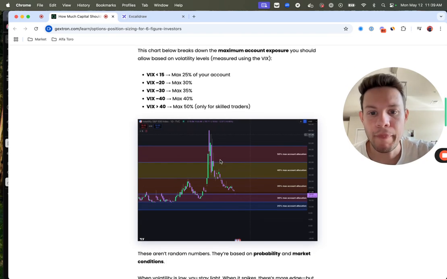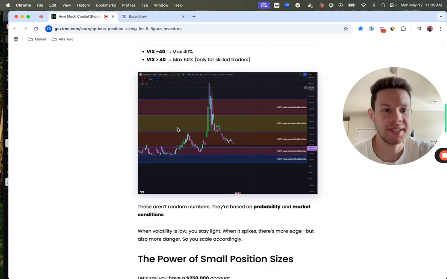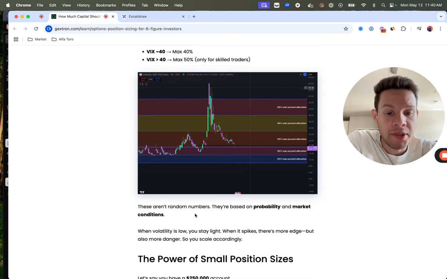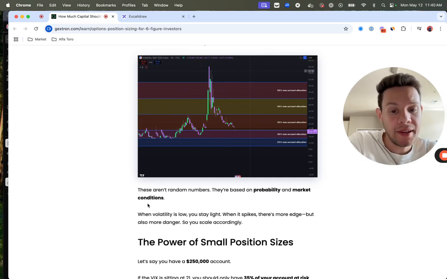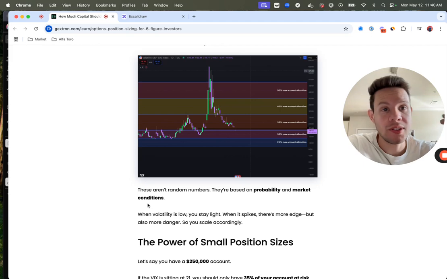So there are these levels. You can go look at them in the link below if you want. These aren't random numbers, they're based on probability and market conditions. When the volatility is low, you stay light. When it spikes, there's more edge, as in more dollar movement, but also more danger. Remember, there are sharp reversals, and everything gets more unpredictable.